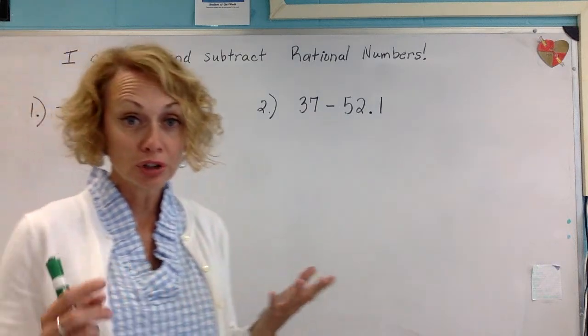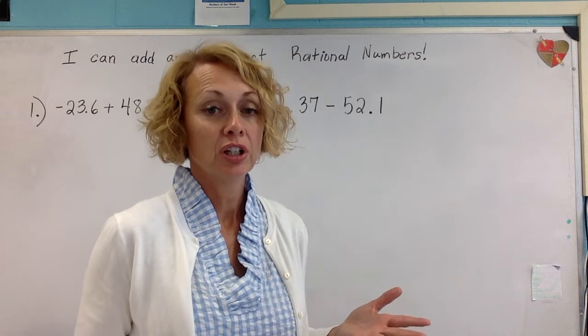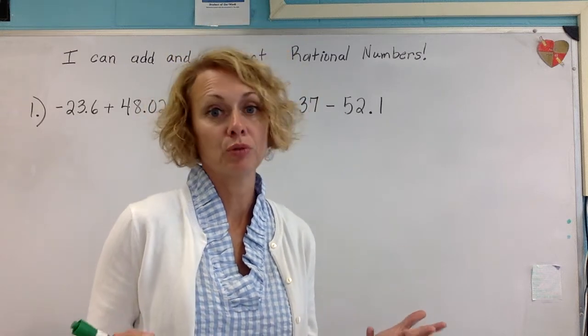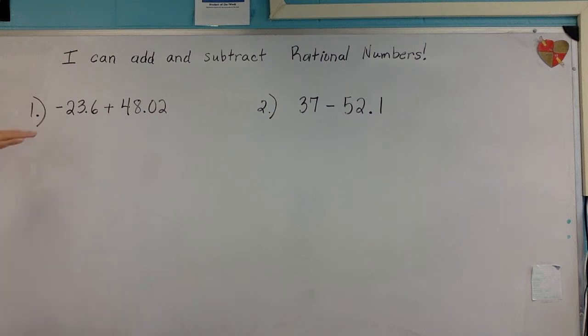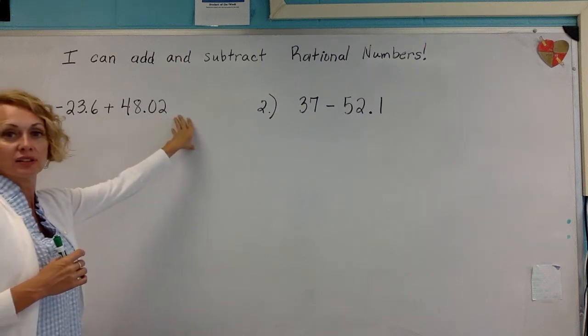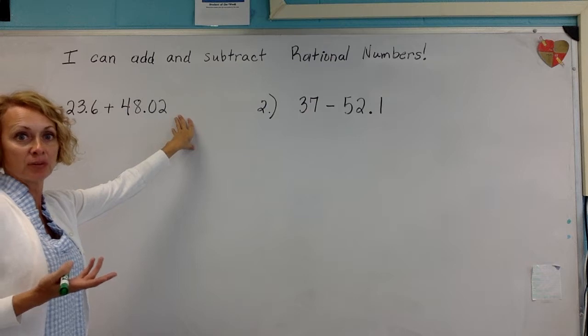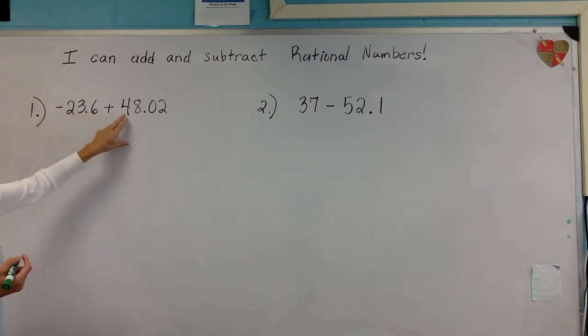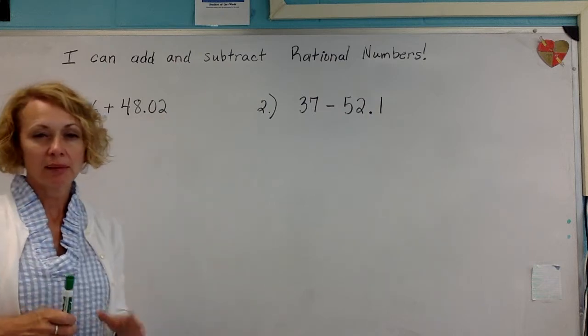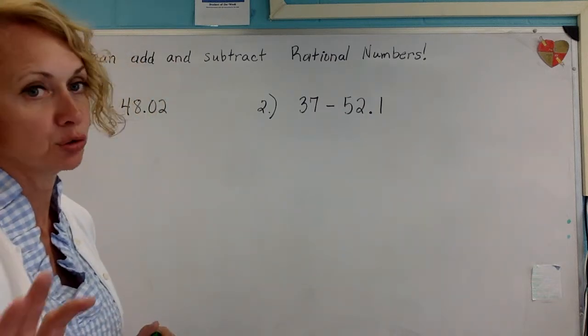Remember, rational numbers are numbers that can be written as fractions. So that's going to include decimals. So let's look at the problems that we've got. For this first one, I have this numerical operation given to me: negative 23 and 6/10 plus 48 and 2/100. I'm asked to simplify that, just work it out.